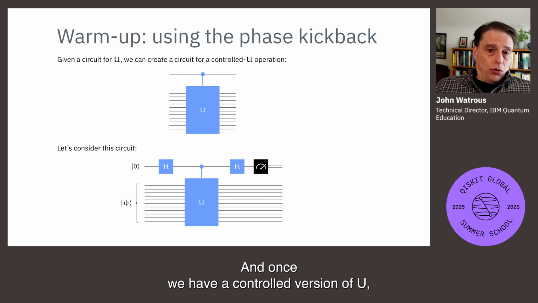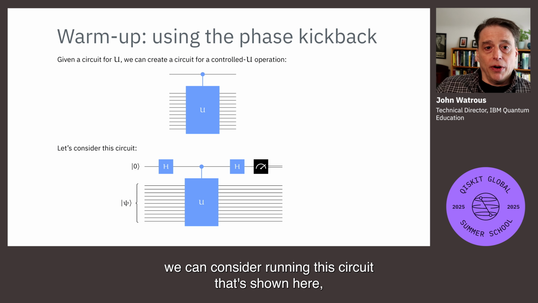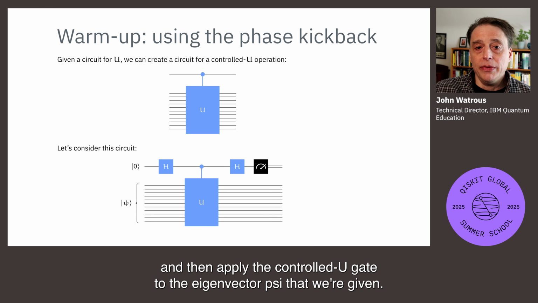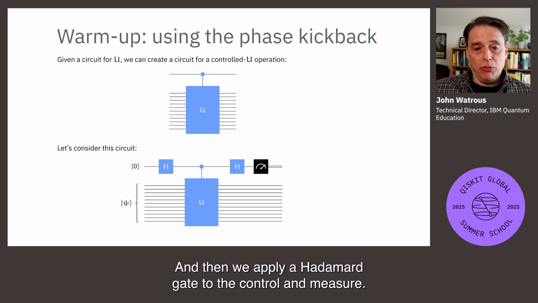And once we have a controlled version of U, we can consider running the circuit that's shown here, where we first put the control qubit into a superposition of 0 and 1, and then apply the controlled U gate to the eigenvector psi that we're given, and then we apply a Hadamard gate to the control and measure.